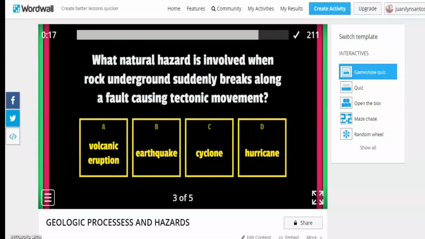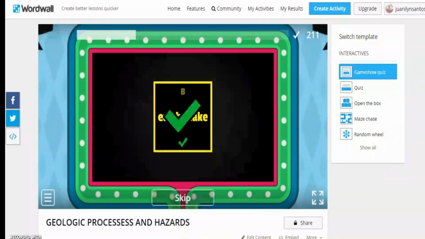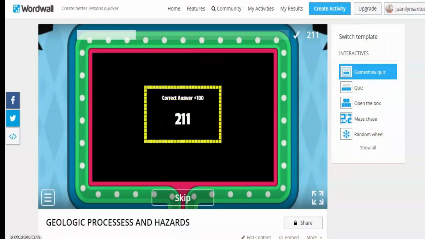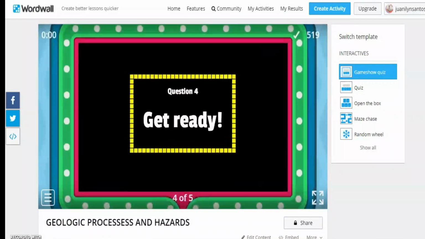Question number 3, get ready. What natural hazard is involved when rock underground suddenly breaks along a fault causing tectonic movement? The correct answer is earthquake. You have 311 points plus 8-time bonus.